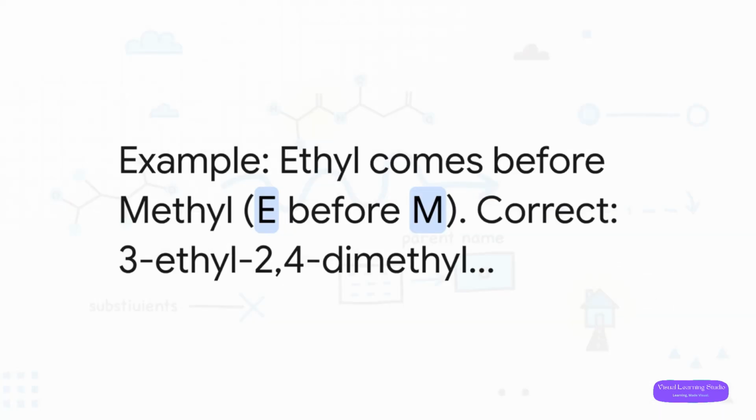Let me give you a perfect example of that trick I just mentioned. Say you have one ethyl group and two methyl groups. So you have ethyl and dimethyl. Your brain wants to put dimethyl first because D comes before E. Don't do it. You ignore the di. You compare the E in ethyl to the M in methyl. E comes before M, so ethyl goes first, period. It'd be something like 3-ethyl, 2,4-dimethyl. It's the alphabet that calls the shots, not the numbers.